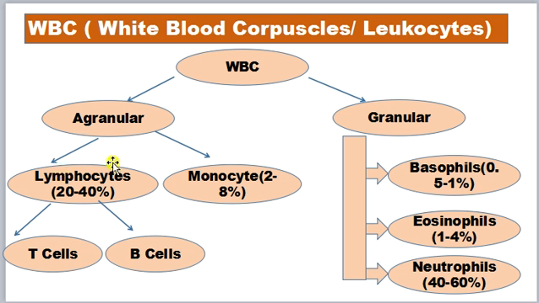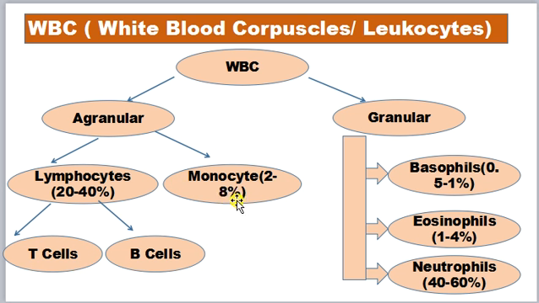Agranular cells are divided into two groups. One is lymphocyte, the other one is monocyte. Lymphocytes are around 20 to 40%, and these are of two types, T cells and B cells. T cells are derived from the thymus, and B cells are derived from the bone marrow. So B cells are involved in antibody production, and T cells are involved in cell mediated immunity.